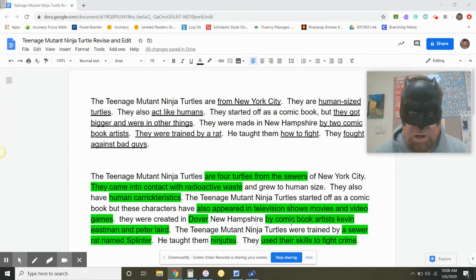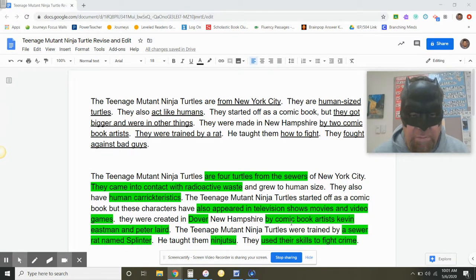The next sentence up top, they start off as a comic book, but they got bigger and were in other things. Okay, so they got bigger and were in other things. What does the author mean by that? What other things? What do they mean they got bigger? So if you look down below at the next highlighted section, also appeared in television shows, movies, and video games, you can see that I added more specifics in terms of the other things that happened to these Teenage Mutant Ninja Turtles, correct? Yes, as I read this, you may notice that there are definitely either some spelling errors or maybe some missing punctuation that is purposeful, and we will go over that when we get to the editing part of our writer's process.